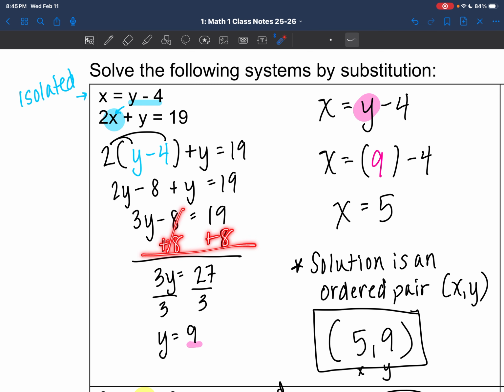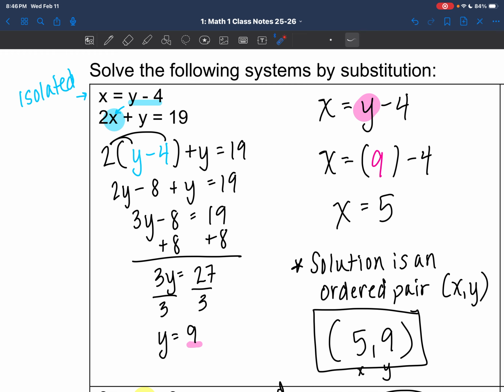That cancels out. I'm left with 3y equals 27. And then again, we want y by itself, so you need to divide both sides by 3. That simplifies to give you 1. And now we have y equals 9.